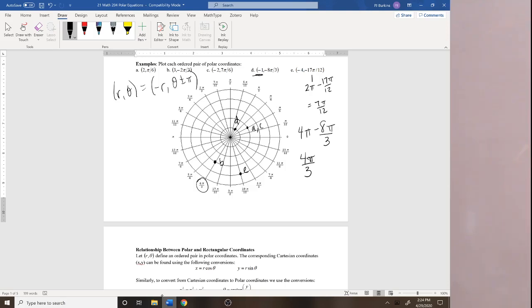And the last one, E, is a radius of 4, so that puts us on this circle. And negative 17 pi over 12. So I did the math up here. That's 7 pi over 12. So find that on your axis here. Let's see, I see 7 pi over 12 right there, which means if the radius was positive, we'd put our point there, but because it's negative, we have to go to the opposite side. And there's E. Okay.